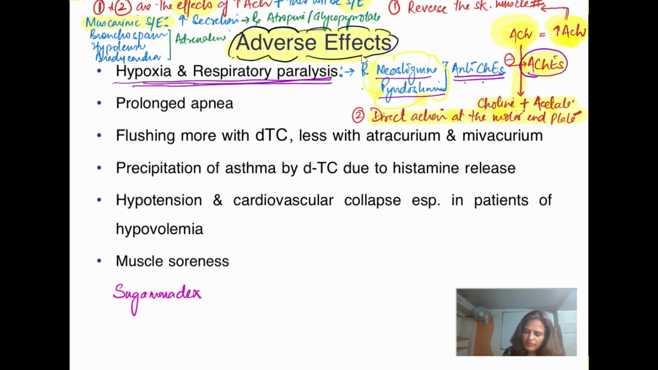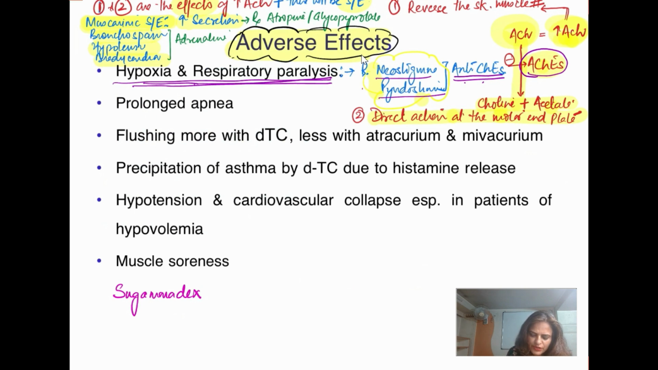But definitely this acetylcholine also acts through muscarinic receptors, so side effects will also be seen. Which side effects will come? Muscarinic side effects. Which muscarinic side effects? Increased secretion, bronchospasm, hypotension, bradycardia. And then what do we have to do? We have to treat this. We have to give a drug for this.